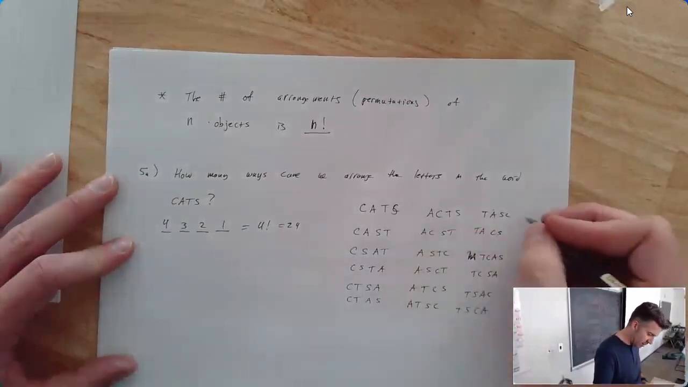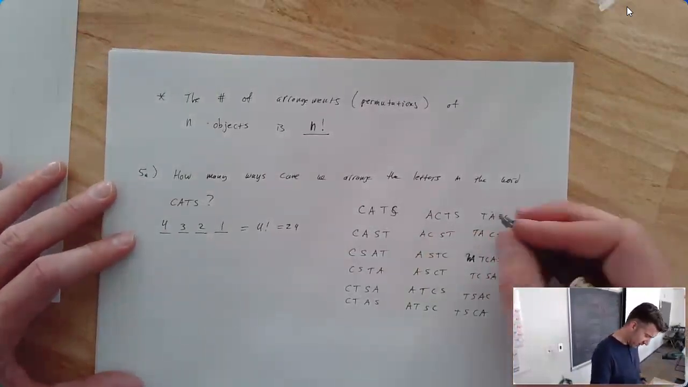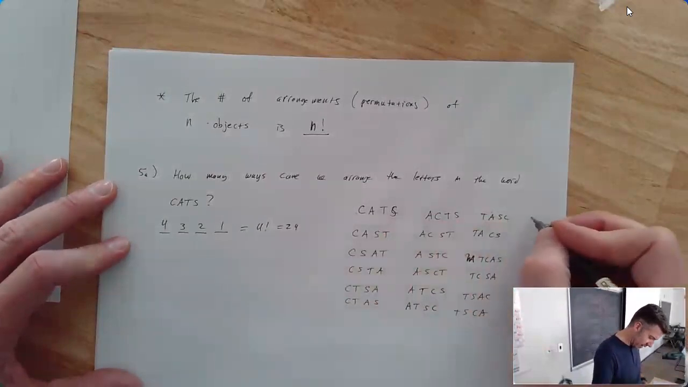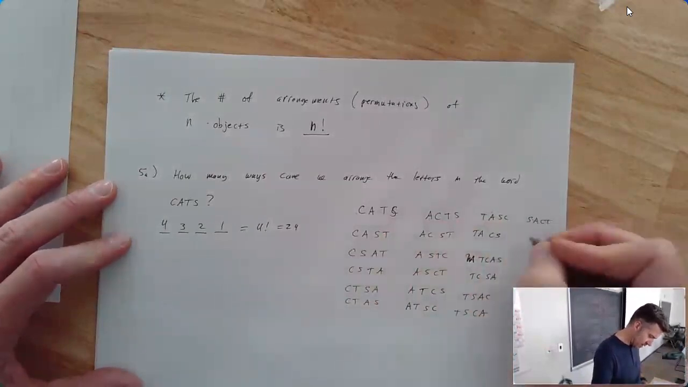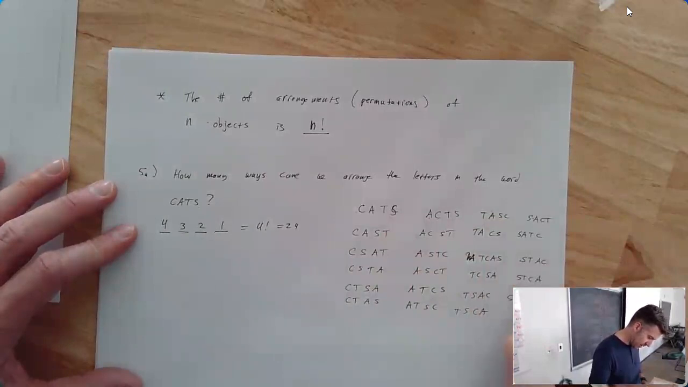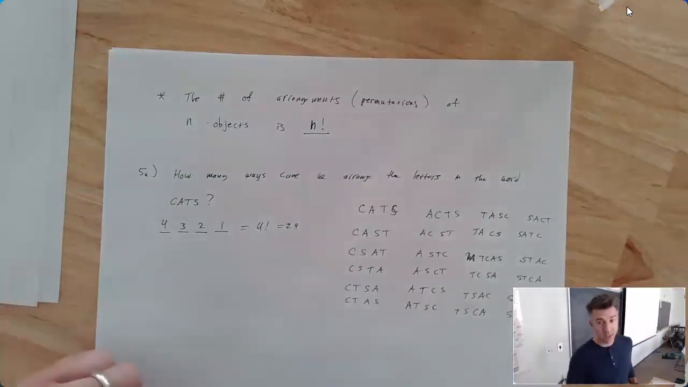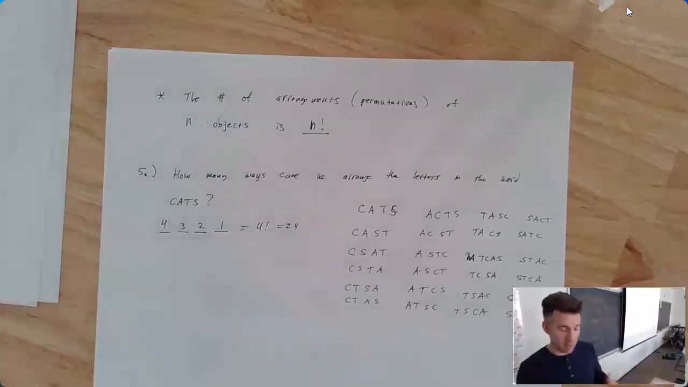And then finally, I can do, let's see. I've got C, I've done A, I've done T, I need S. S, A, C, T, S, A, T, C. S, T, A, C, S, T, C, A. S, C, A, T, S, C, T, A. And that's all 24 possibilities. Now, we didn't actually need to write them out, but it is worthwhile to see that we can do it.